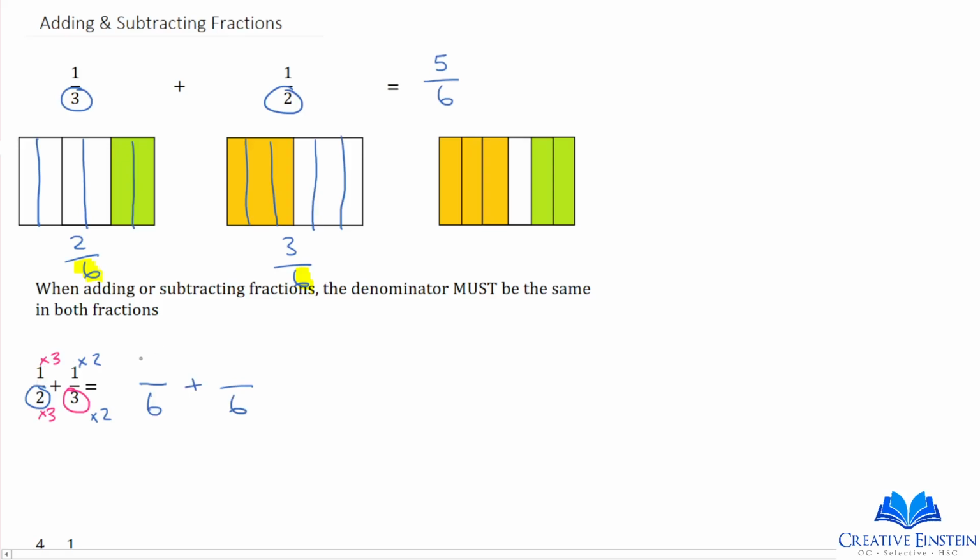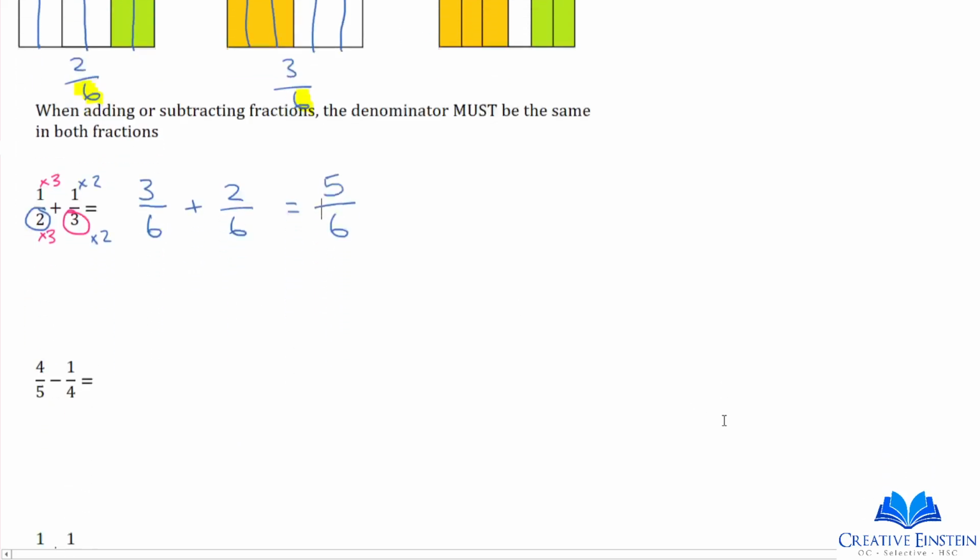1 times 3 is 3. 1 times 2 is 2. Now that we have the same denominator, we can add them. Remember, the denominator does not change. We add the numerators and we get 5/6, just like in the diagram. Let's move on to some more examples.